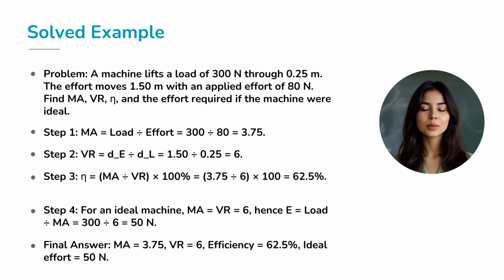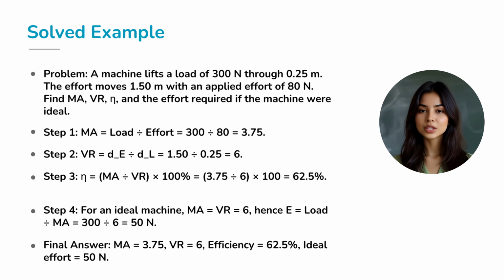Let's work through an example. A machine lifts a load of 300 newtons through a vertical distance of 0.25 meters. The effort moves 1.50 meters and the applied effort is 80 newtons. We need to find the mechanical advantage and the velocity ratio, then calculate the efficiency, and finally determine the effort that would be required if the machine were ideal.